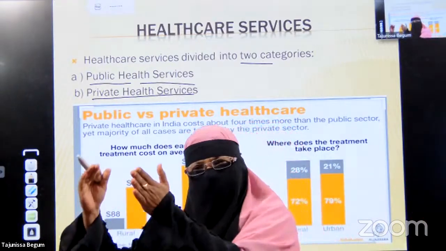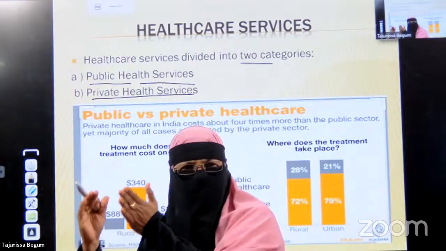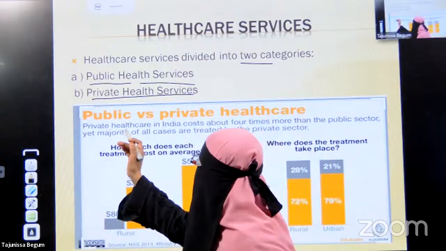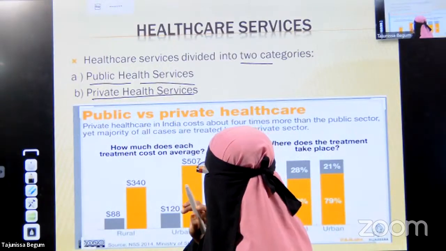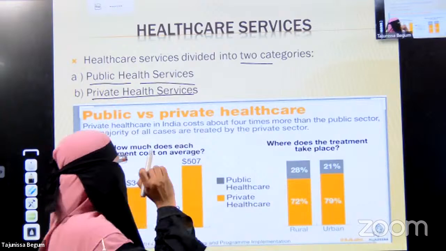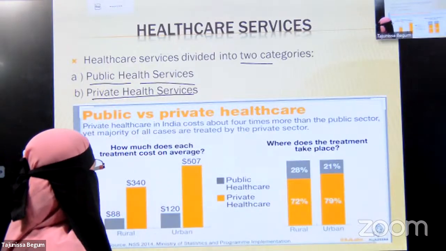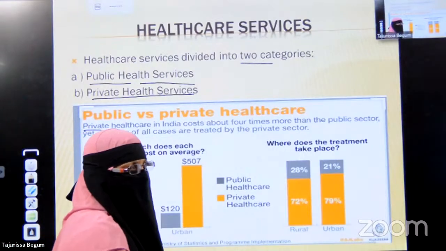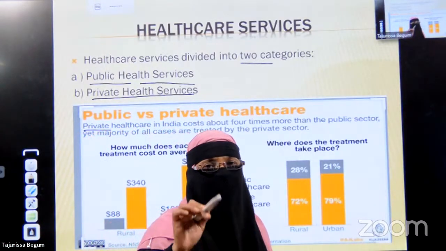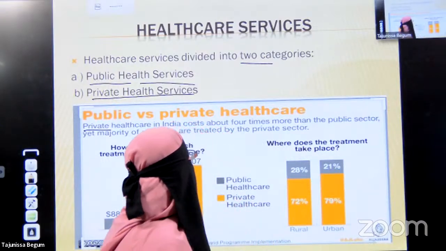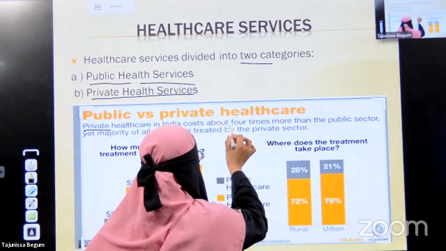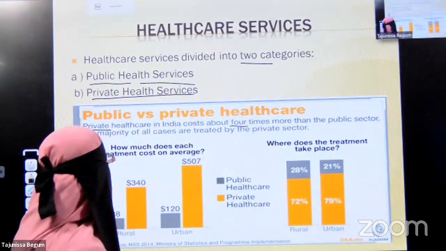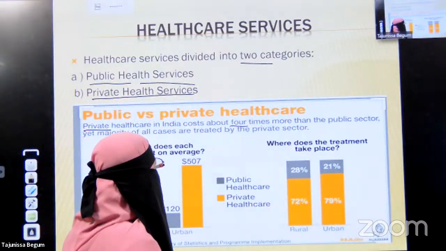In the public sector, who is responsible for the treatment? In the private sector, who is responsible? We'll read now. Here, public versus private health care. Please look carefully. Private health care in India costs about 4 times more than the public sector.